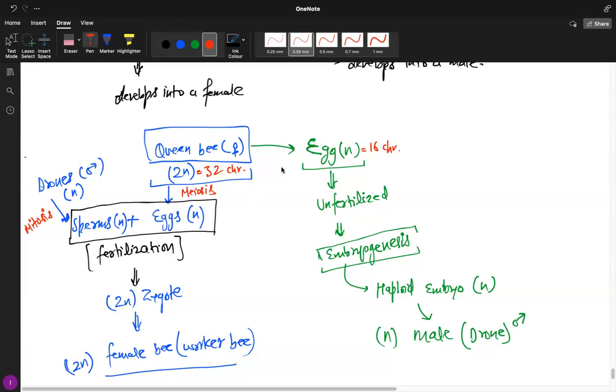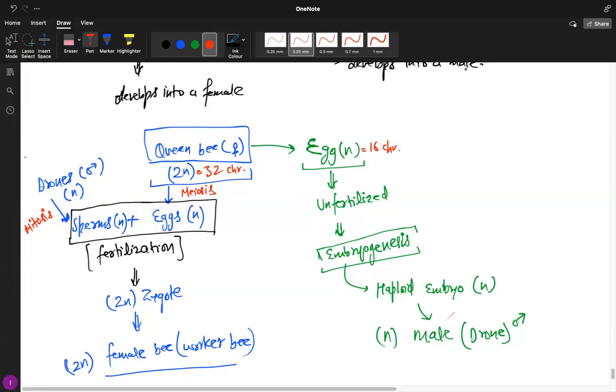Whereas to form males, the same queen bee forms eggs, but the eggs stay unfertilized. There was no fertilization. So these unfertilized eggs, which are basically haploid, will go on and form haploid embryos. They will develop into males.